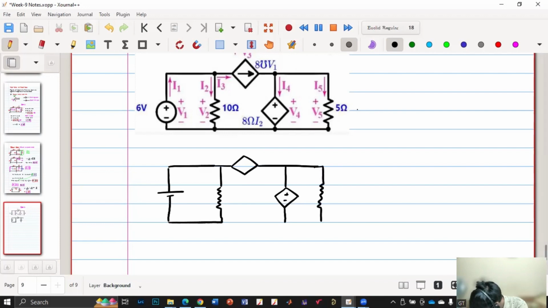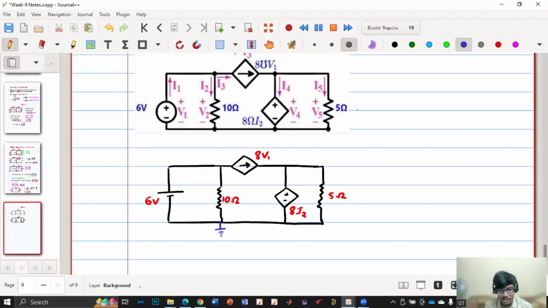For a voltage source, we need to find current. For a current source, we need to find voltage. So this is the current direction, and this is 6 volts, and this is 10 ohm, and this is 5 ohm, and this is 8 I2, and this is 8 V1. They have given this. We are free to consider the ground. I'll consider the ground as this. Okay. So first of all, what is V1?